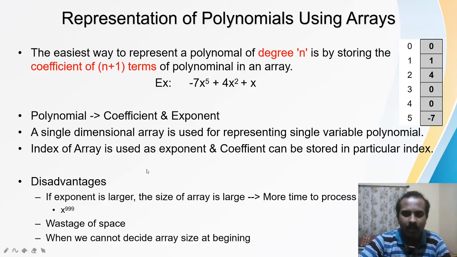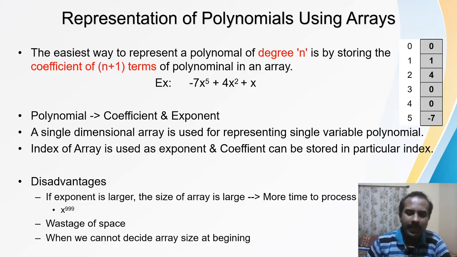Okay. Again, the representation is very easy, but let us see some of the disadvantages. If exponent is larger, the size of the array will be also larger. For example, x to the power 999. That means what will the size of the array become? Size of the array will be n plus 1, that is 1000. The size of the array should be 1000. So too much time is required to process every element in the array.